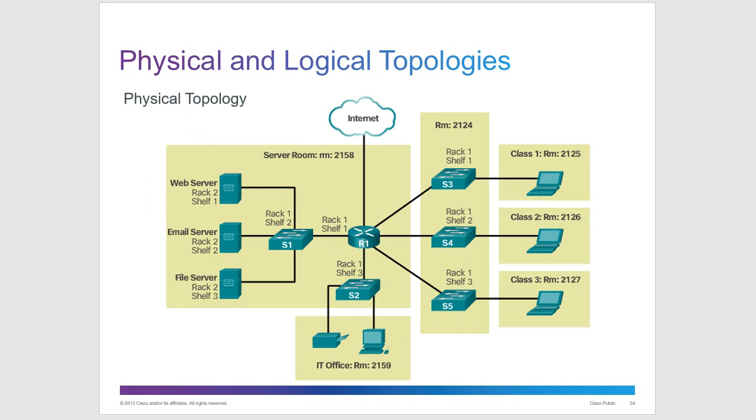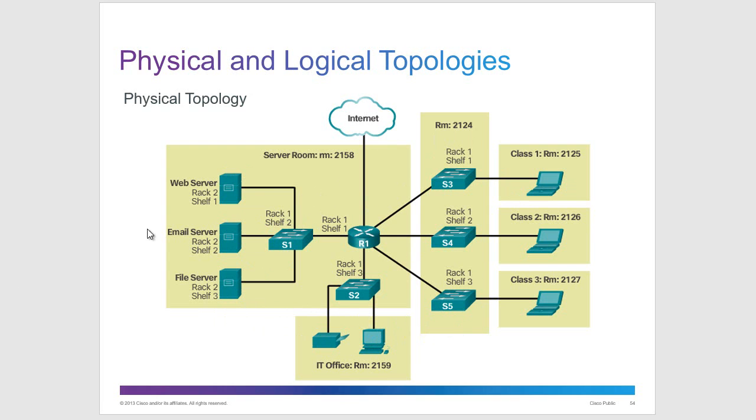Physical and logical topologies. A physical topology is really just the arrangement of nodes and the physical connections between them. You don't have any internet addressing, you don't have any ports listed. You're just laying out a general network map with the physical topology and saying what is where.